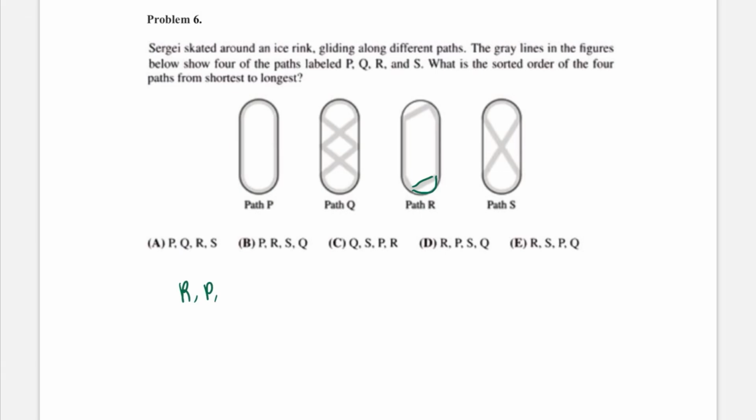Next, we know that path S is shorter than path Q. Just by looking at the diagram, we can see that obviously. So the answer is D.